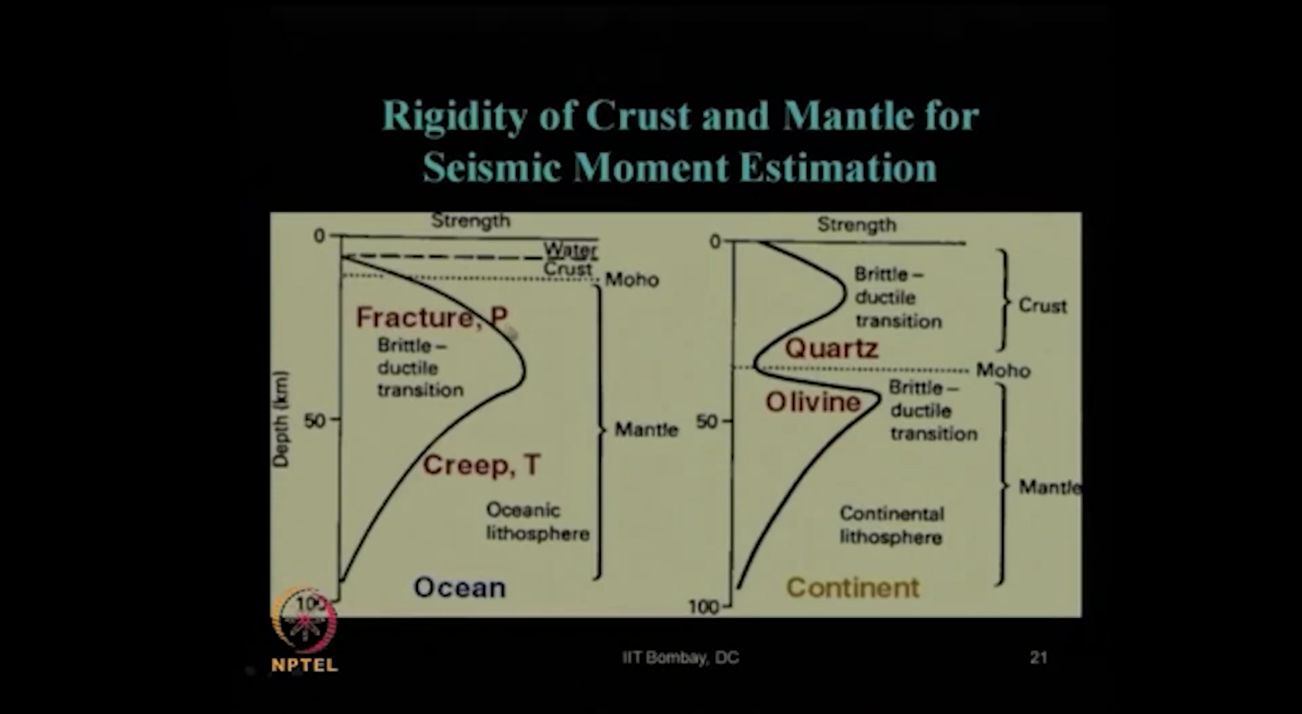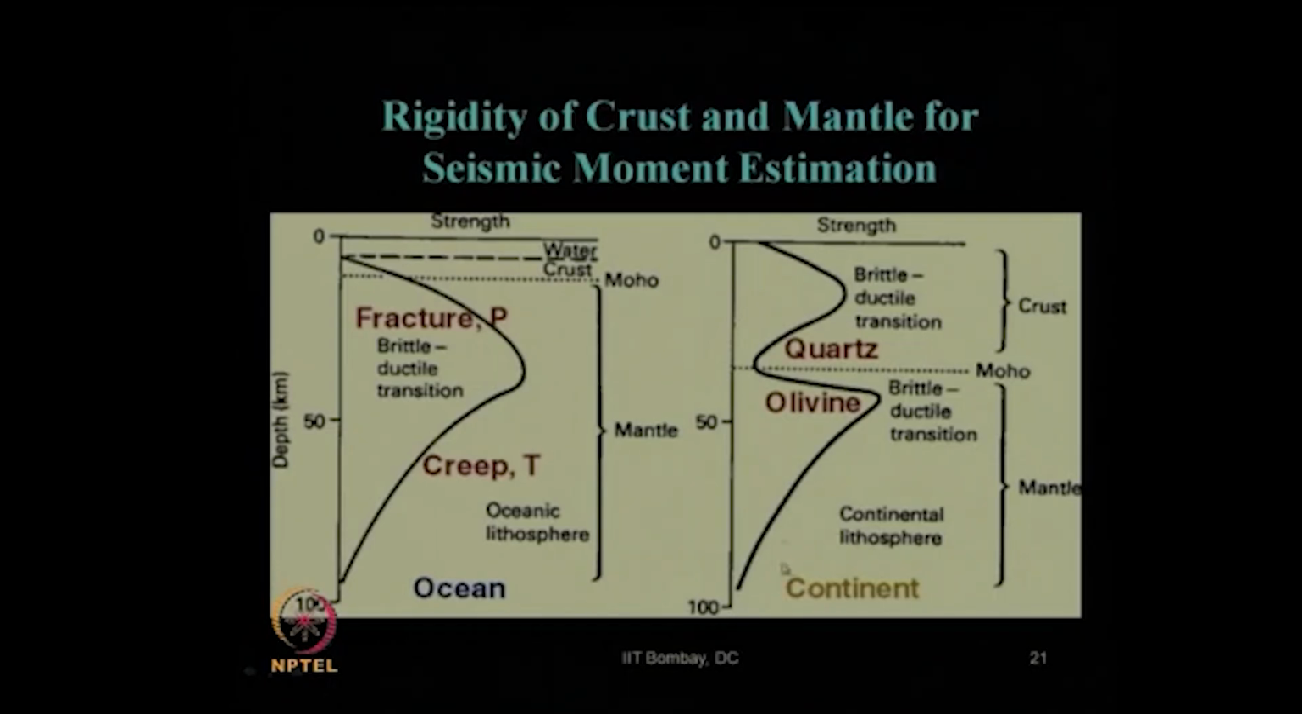Then this is the strength variation of the rock. In the crust you can take some average value for that estimation, and for the mantle also you can take an average value, or even better, if you know the depth of an earthquake, you can take the exact value of the strength from this picture. That is what I wanted to show.